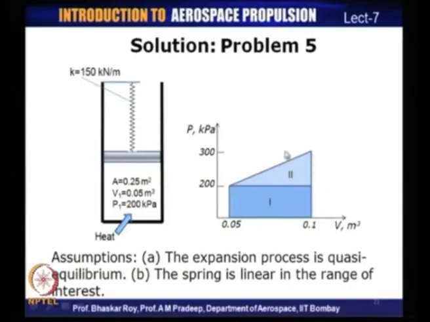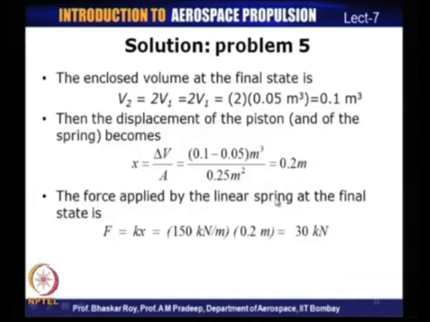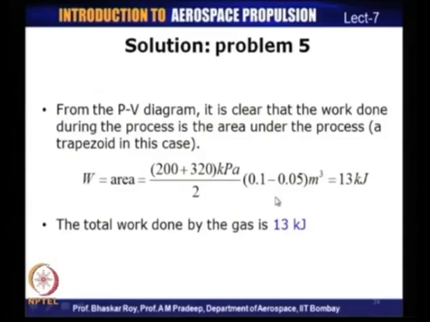You can clearly see that this is basically a trapezoid. So, if you know the end points of the trapezoid, it is very easy to calculate the area under this curve, which is basically the work done during the process. So, work done will be equal to area, and how do you calculate the area? It is basically the area of a trapezoid.